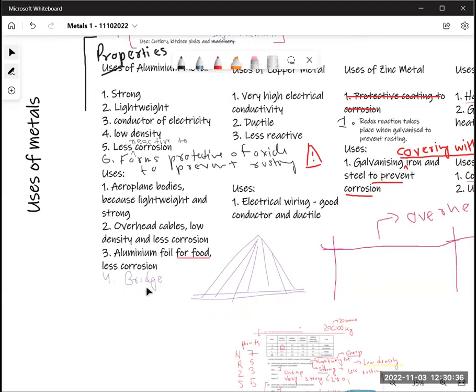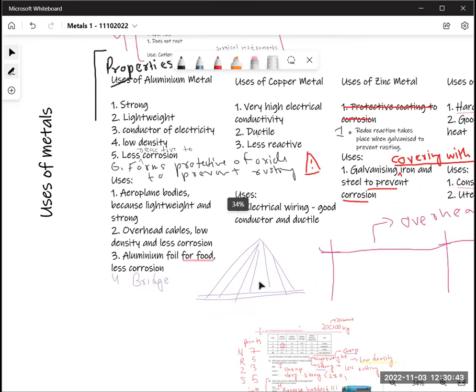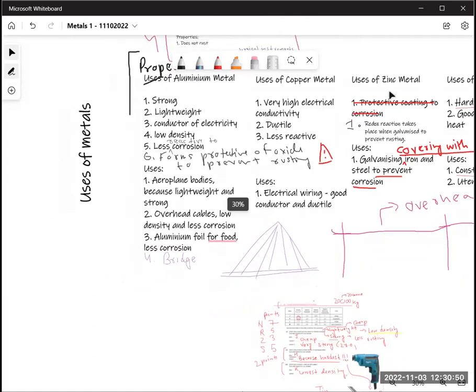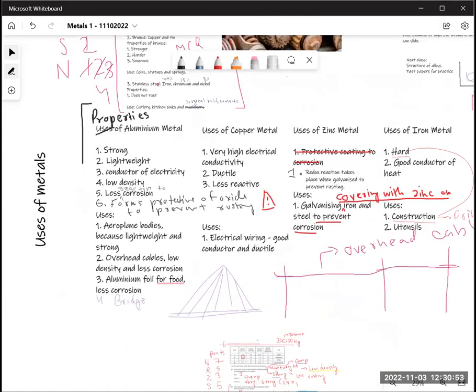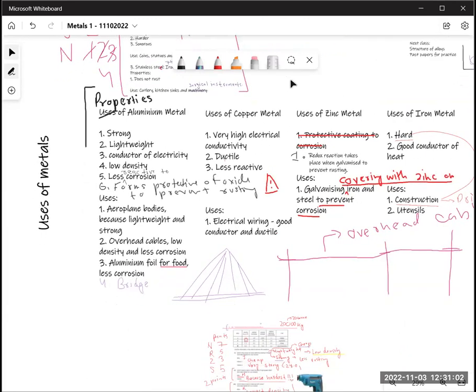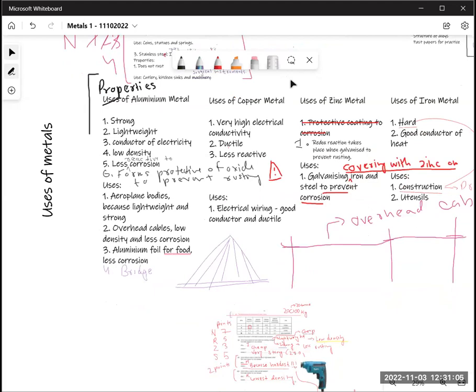Why is it bridge? Because it is strong and lightweight. I don't want my bridge to be heavy. Otherwise, it's going to fall. We know what recently happened in India. There was a collapse of a bridge, I think in Gujarat. I think that was a metal bridge. I'm not sure, but that really gives us an insight on how important it is to use proper metals for each use, right?